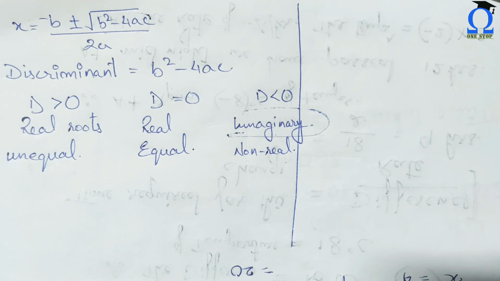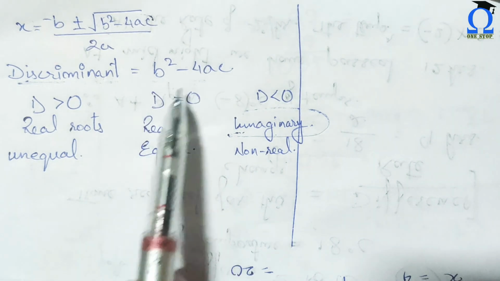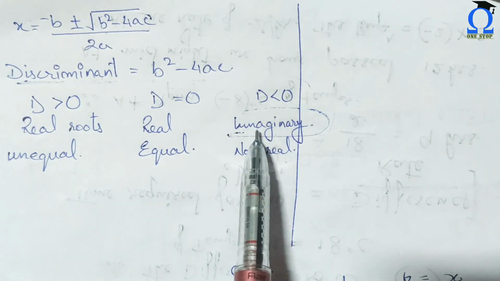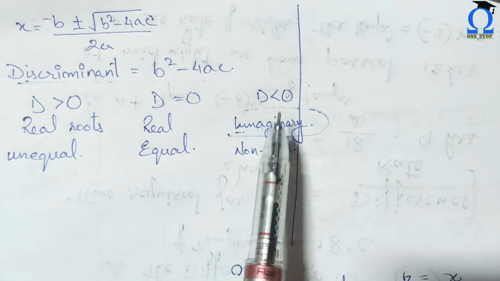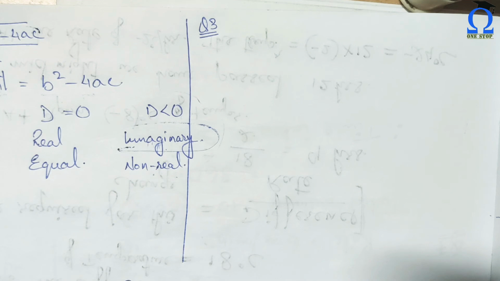So this is what is described by the discriminant. First of all, we find the discriminant and then we check. If D is negative, then we don't have any solution. Okay, we just write that there is no solution. Understood? So let us move on to question number 3.